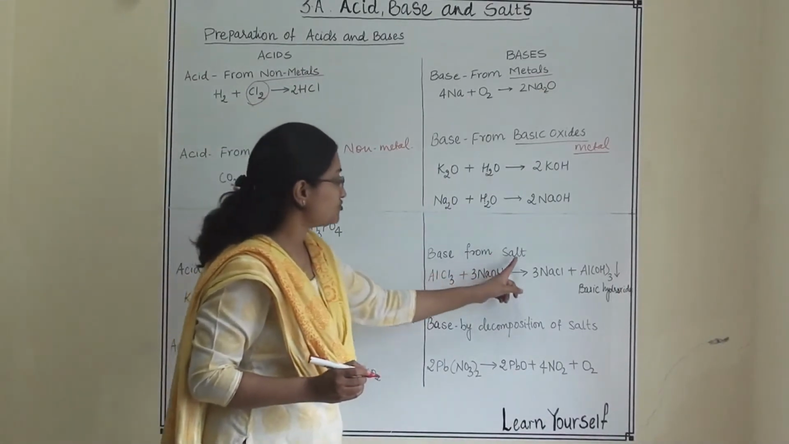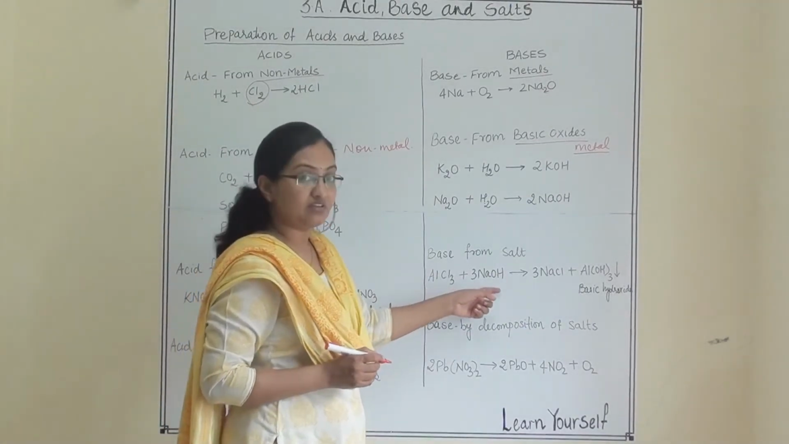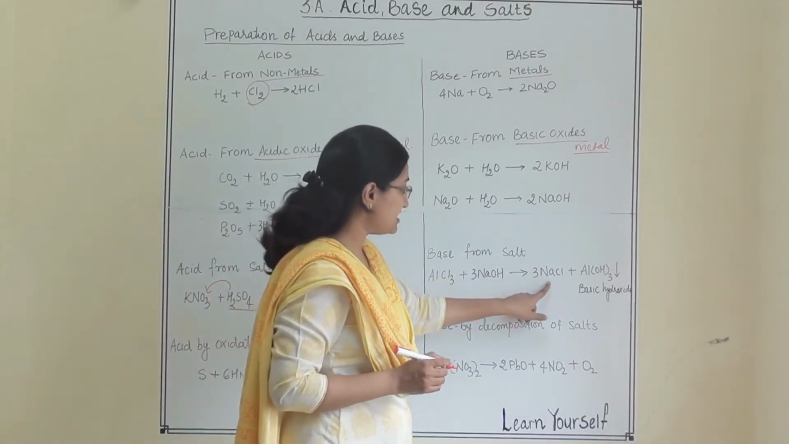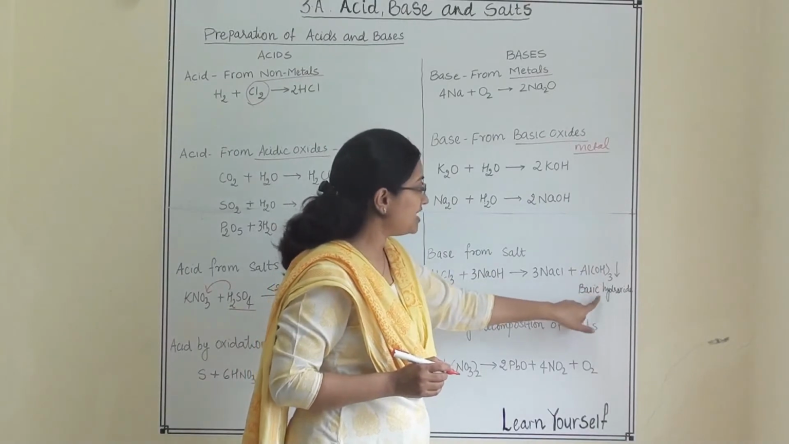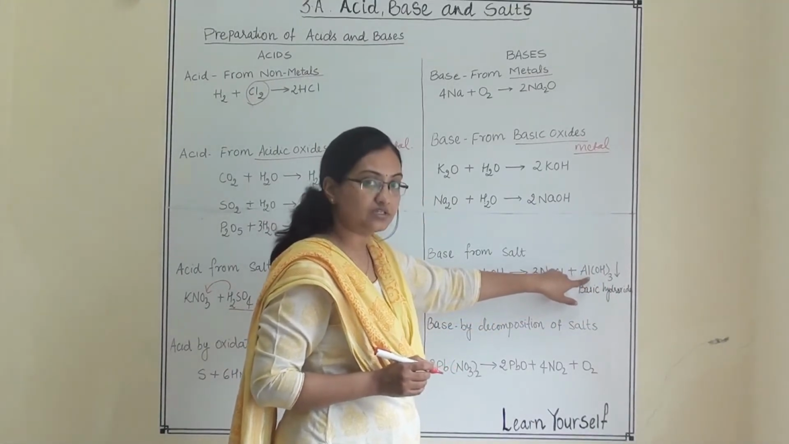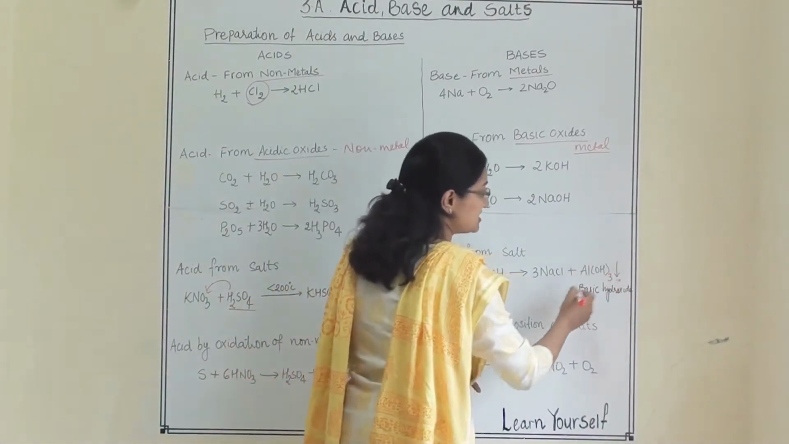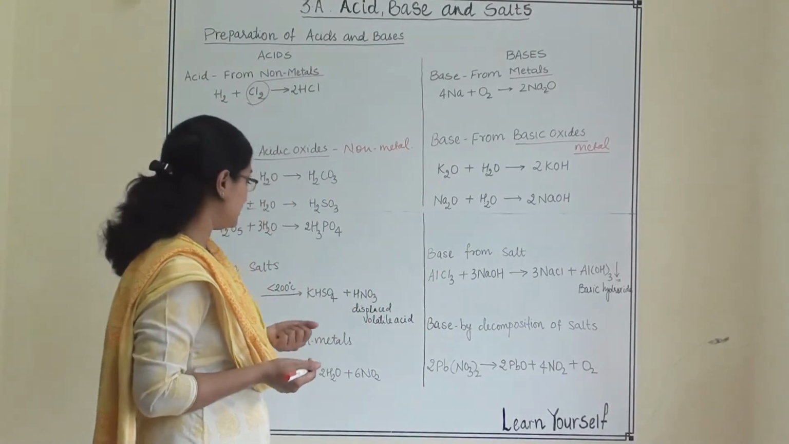Now base from salt. Aluminium chloride, when it reacts with alkali, gives NaCl, salt, and a basic hydroxide, because it's aluminium hydroxide, a metal hydroxide, and they are basic in nature. And it will precipitate out. This sign suggests to us that it will precipitate out.